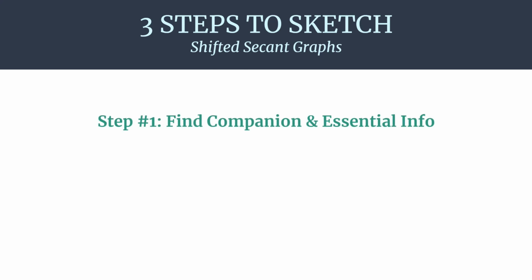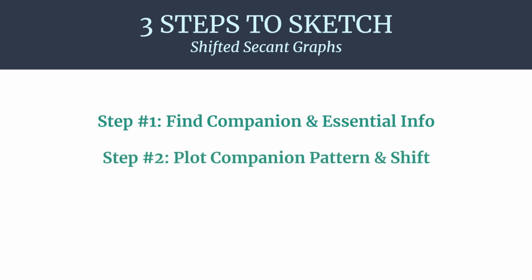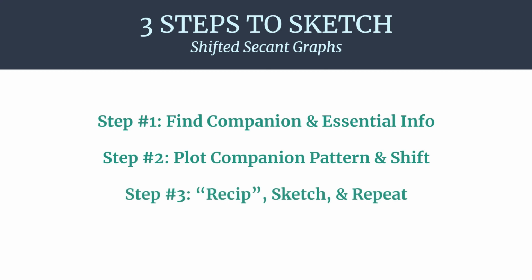All right, so here are our 3 steps for graphing shifted secant graphs. In step 1, you'll find the companion equation, that'll be the cosine equation, and all of the essential information that goes with that. In step 2, you'll plot lightly, or in a different color, that companion pattern, and then take care of the shifts. In step 3, you'll actually create the reciprocal graph. You'll sketch it in and repeat. So let's dig into each of these steps a little bit more.